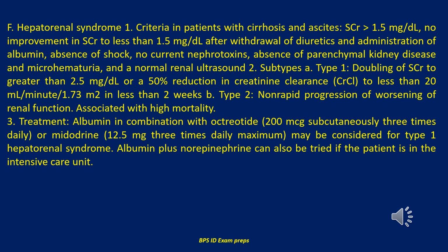Regarding the treatment of hepatorenal syndrome, albumin in combination with octreotide dosed at 200 micrograms subcutaneously 3 times daily, or midodrine dosed at 12.5 mg 3 times daily maximum, may be considered for type 1 hepatorenal syndrome. Albumin plus norepinephrine can also be tried if the patient is in the intensive care unit.